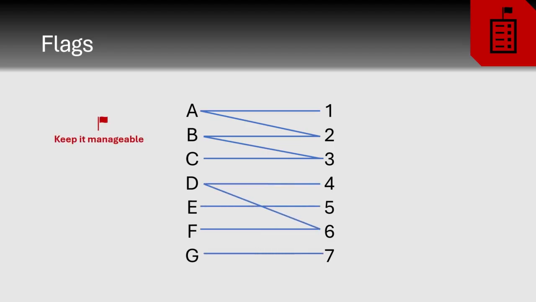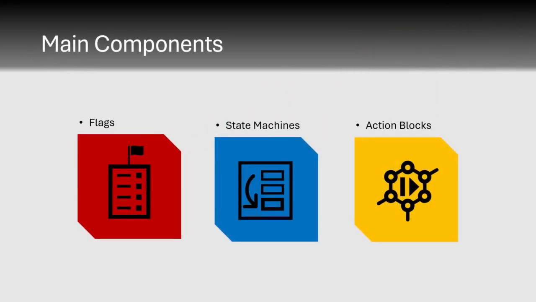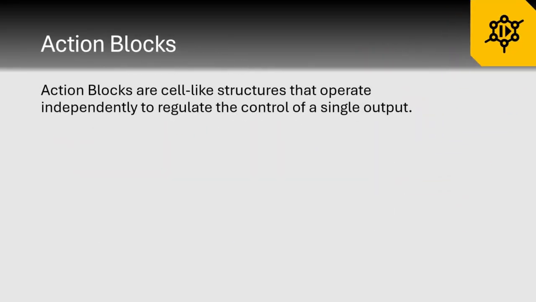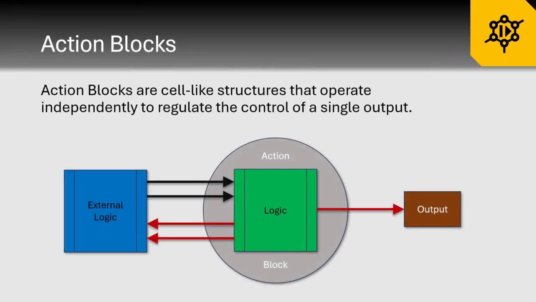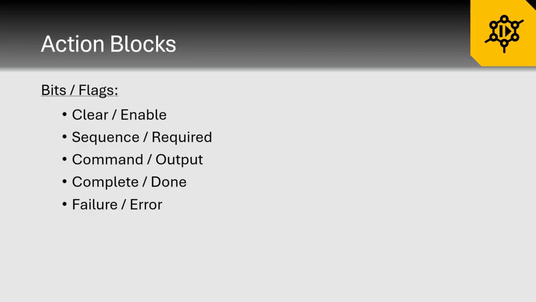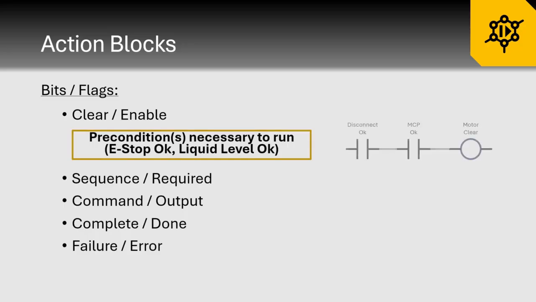Now on to action blocks for output control. Action blocks are cell-like structures that operate independently to regulate the control of a single output. The action block is the manager of the electrical output and can refuse to turn that output on if the conditions aren't met. This data structure format standardizes all output logic. The clear flag watches preconditions necessary to run to avoid an error. For example, a cylinder extending into another extended cylinder.